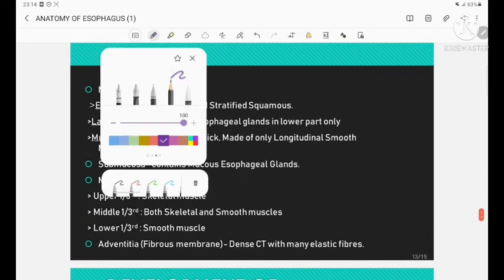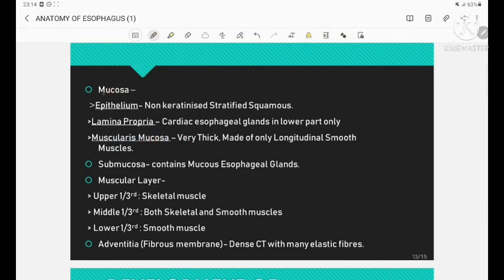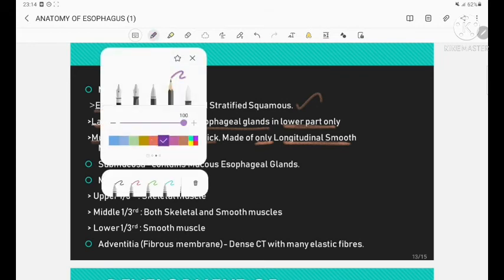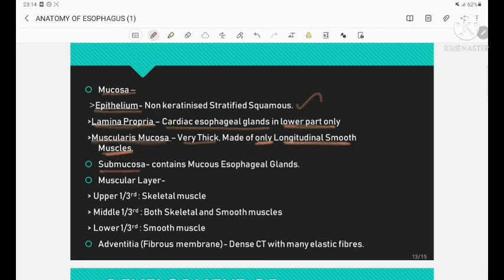The mucosa consists of further 3 layers. The epithelium made up of non-keratinized stratified squamous epithelium, lamina propria, which consists of cardiac esophageal glands, that too only in the lower part of esophagus, muscularis mucosa, which is very thick and it is made up of only longitudinal smooth muscles. The next layer is submucosa. Submucosa contains the mucous esophageal glands.